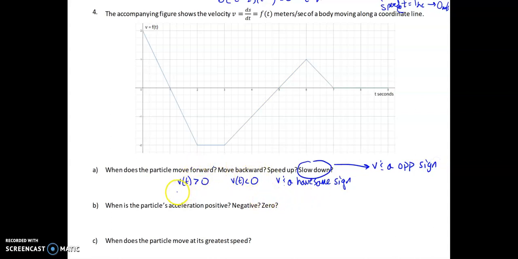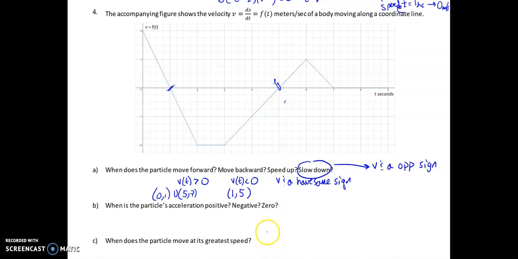So when does this happen? When does it move forward? It moves forward between 0 and 1, and then again between 5 and 7, when our velocity is positive. It's going to move backwards when our velocity is negative. On this graph, that's between 1 and 5. Notice between 1 and 5, the velocity is negative.